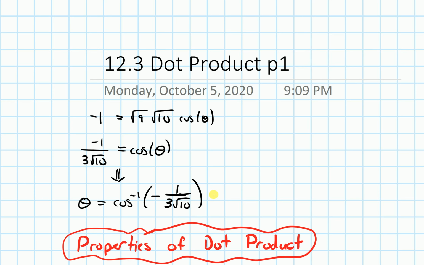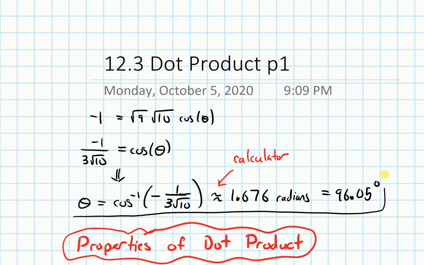So if I plug this into a calculator, this is about 1.676. At least that's what it'll tell me in radian mode. Okay, so using a calculator, that's our angle in radians, and if we convert this to degrees, this is 96.05 degrees. And that's our angle. That's the angle between the vectors A and C. This is how we would work it out if the dot product wasn't 0 and they weren't just perpendicular or orthogonal.